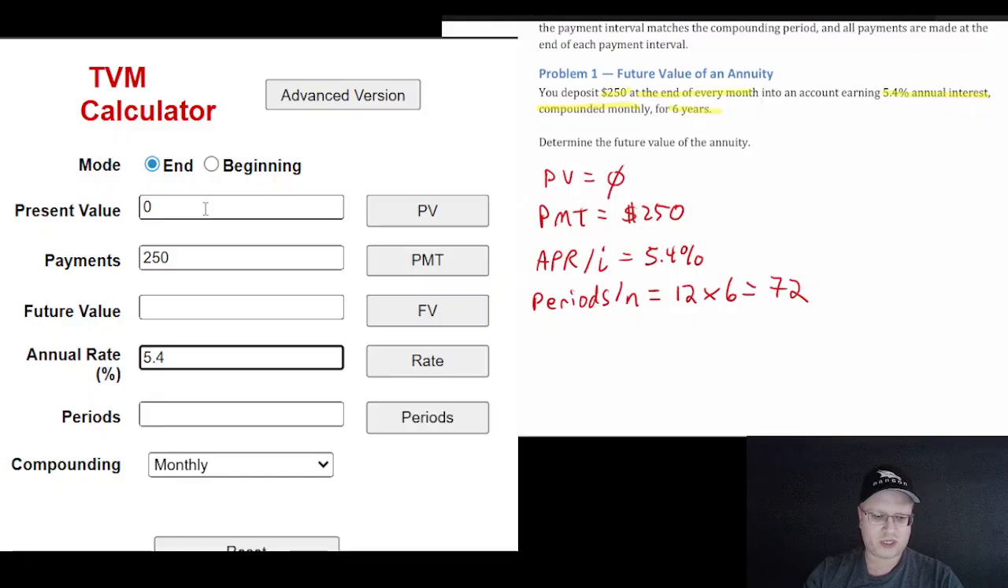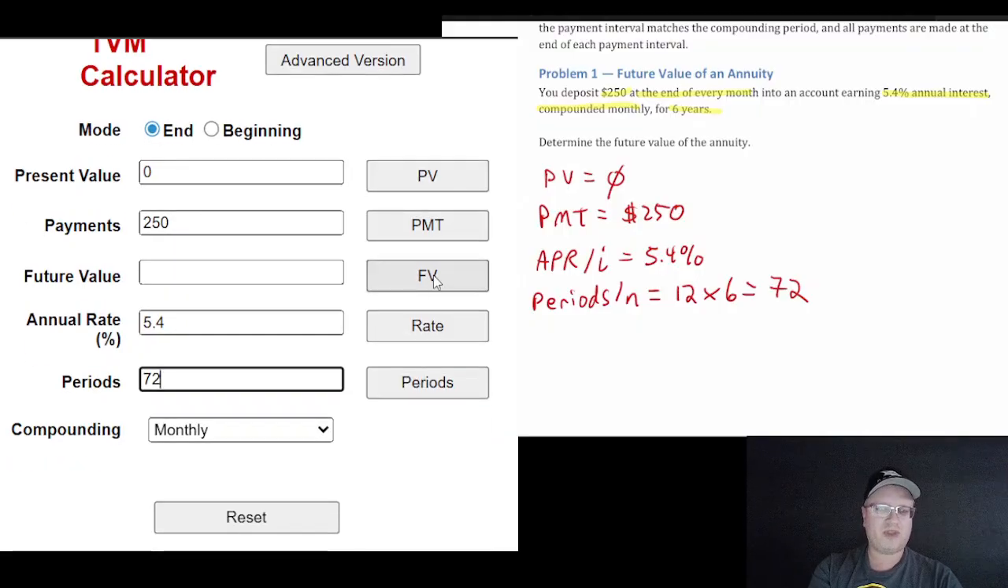Don't have to convert it to decimal format or divide by 12 or anything. Number of periods we said was 72. And then you're going to want to click the button for what you're trying to find, which in this case was the future value. It is easy with this one to just go straight down, put all your numbers in and accidentally hit reset, and then you have to type it all in again. So just be careful. When you're done, click the button.